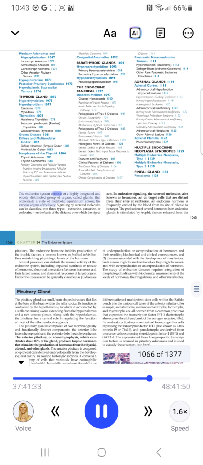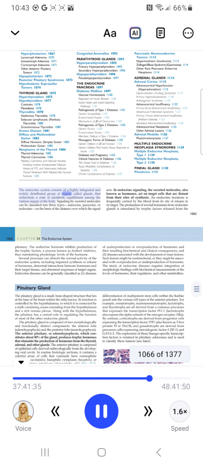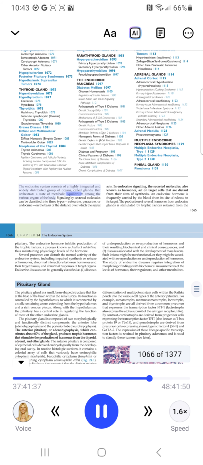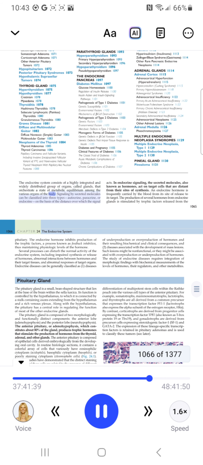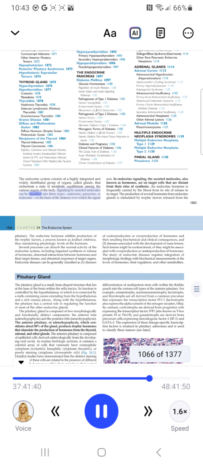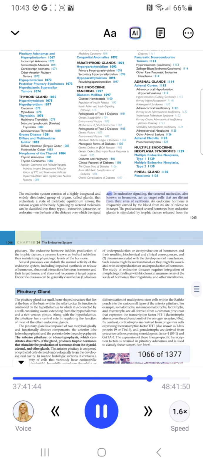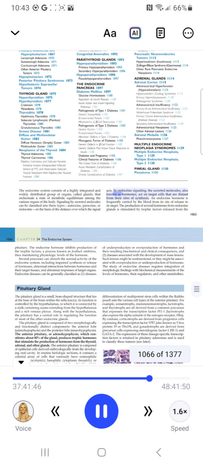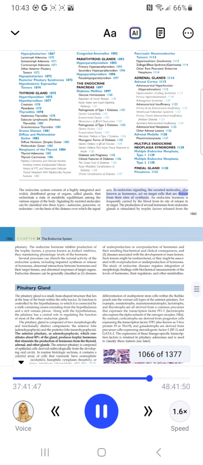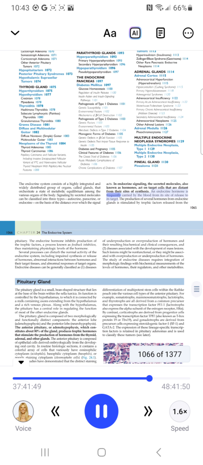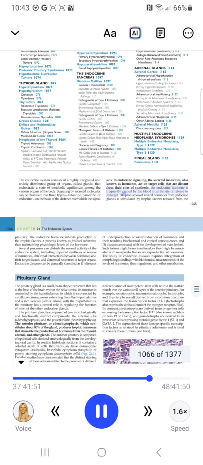The endocrine system consists of a highly integrated and widely distributed group of organs called glands that orchestrate a state of metabolic equilibrium among the various organs of the body. Signaling by secreted molecules can be classified into three types: autocrine, paracrine, or endocrine, on the basis of the distance over which the signal acts. In endocrine signaling, the secreted molecules, also known as hormones, act on target cells that are distant from their sites of synthesis. An endocrine hormone is frequently carried by the blood from its site of release to its target.